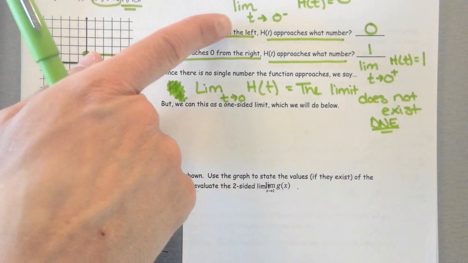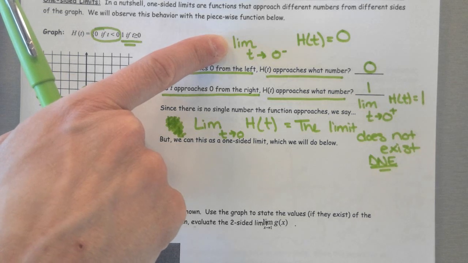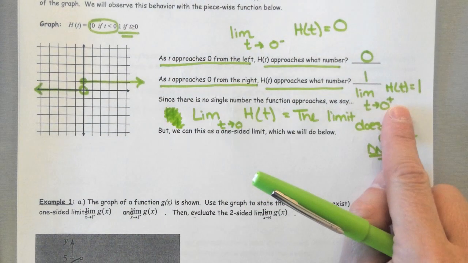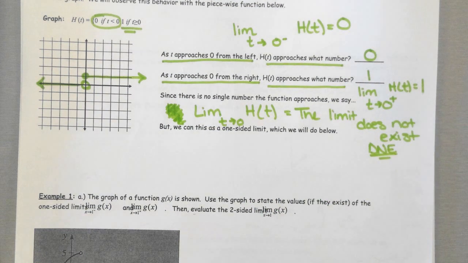So again, this is showing the left-hand limit. That does exist. I'm approaching 0. This is showing the right-hand limit. That does exist. It approaches 1. But the overall limit doesn't exist because they're headed toward different things. They have to be headed toward the same spot in order for the overall limit to exist.